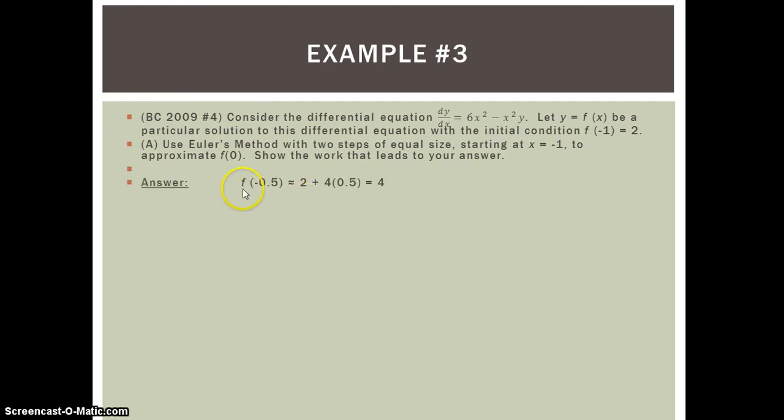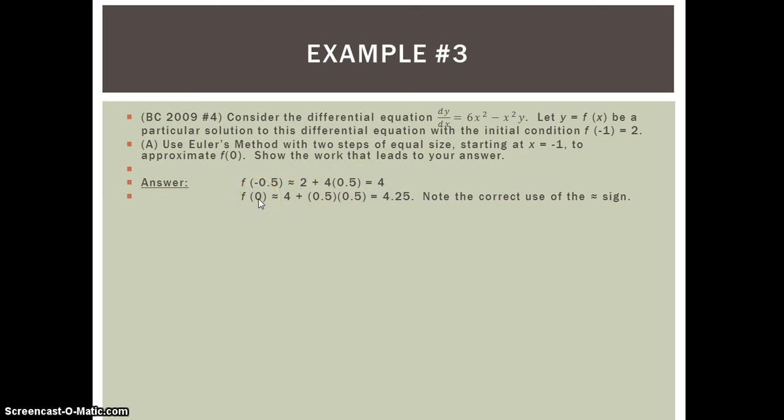So we can determine f of negative 0.5 is approximately 2 plus 4 times 0.5. And where does the 4 come in? We plugged in x equals negative 1 and y is equal to 2 into our dy/dx. In doing so, we get 6 minus 1 times 2, which is 4. That's our slope, and our step size, of course, is 0.5. Our initial condition is 2.